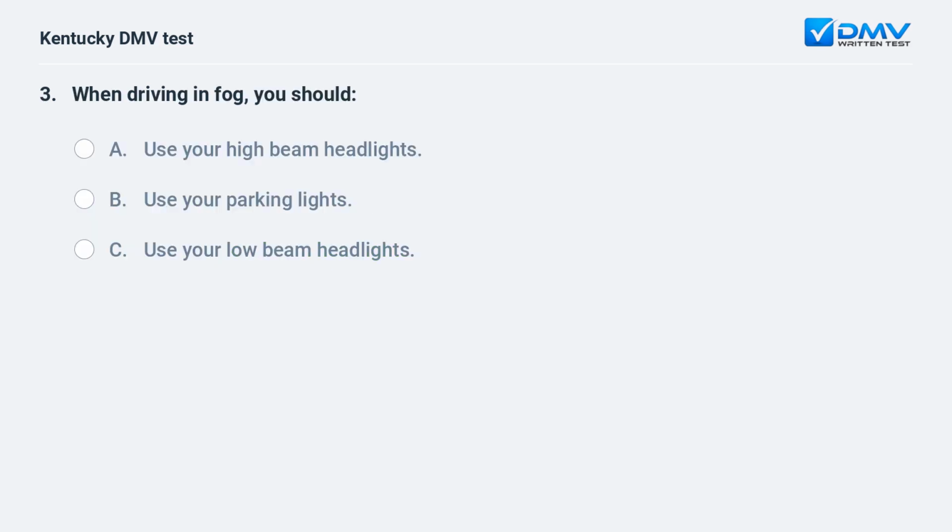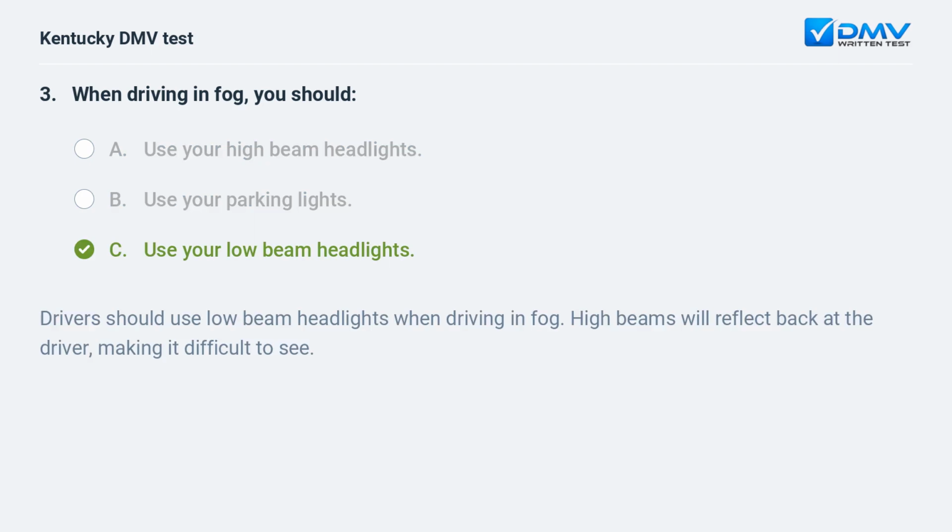When driving in fog, you should A. Use your high beam headlights. B. Use your parking lights. C. Use your low beam headlights. C. Use your low beam headlights. Drivers should use low beam headlights when driving in fog. High beams will reflect back at the driver, making it difficult to see.